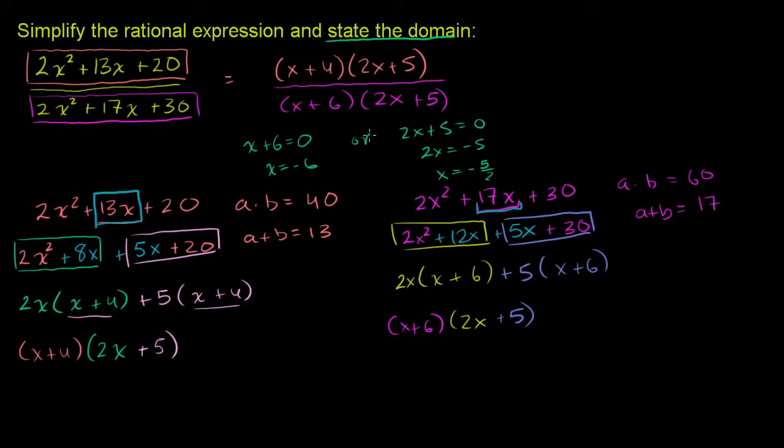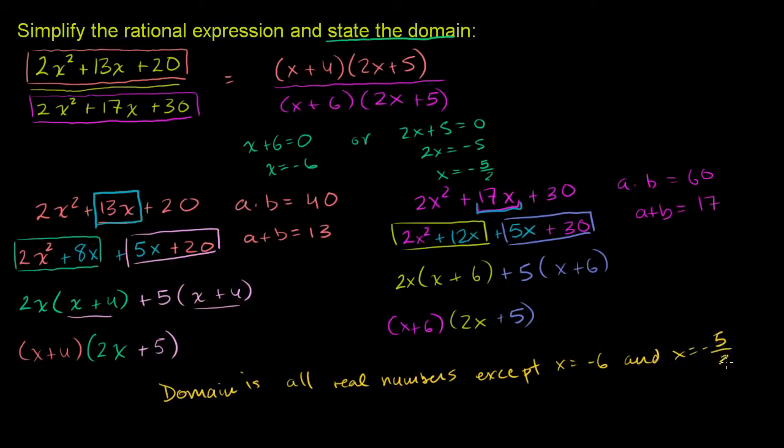So we could say that the domain is all real numbers except x is equal to negative 6 and x is equal to negative 5 halves. The reason we have to exclude those is that either way you write it, they make the denominator equal to 0, and it would make the entire rational expression undefined. So we've stated the domain.